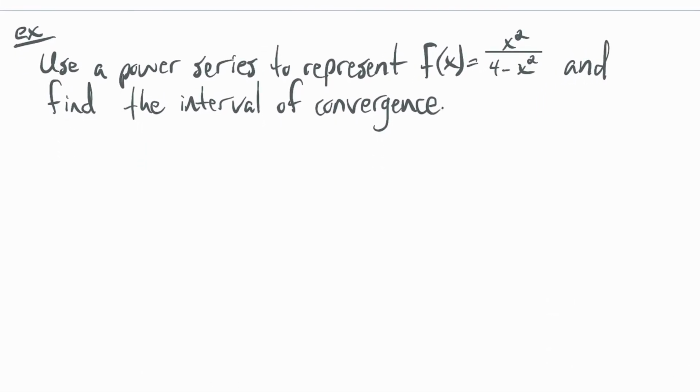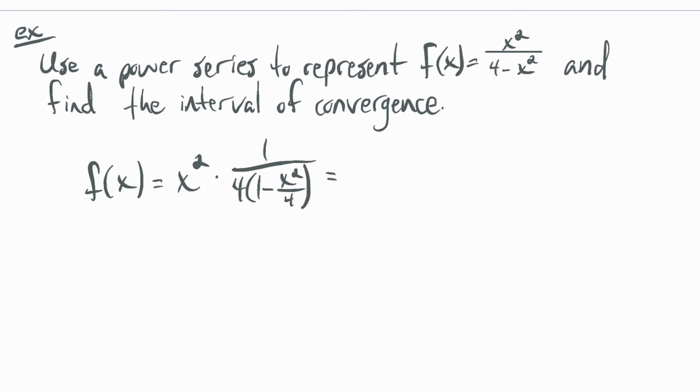Use a power series to represent f of x equals x squared over 4 minus x squared, and find the interval of convergence. So I see a couple ways to get started with this one. I'm going to write this as f of x equals, I'm going to write the x squared in front, and you'll see why in a moment, over 4 times 1 minus x squared over 4. So this equals x squared over 4 times 1 over 1 minus (x over 2) squared.